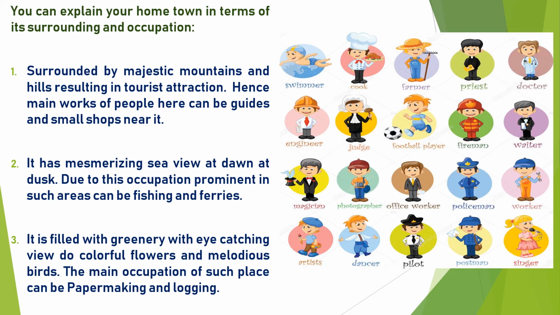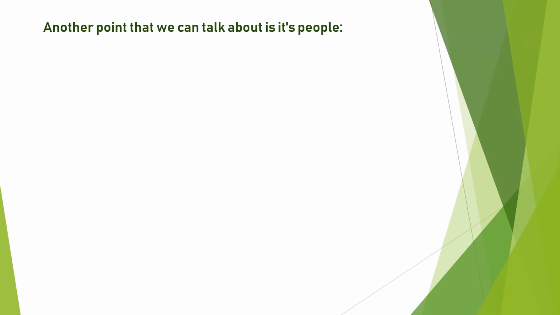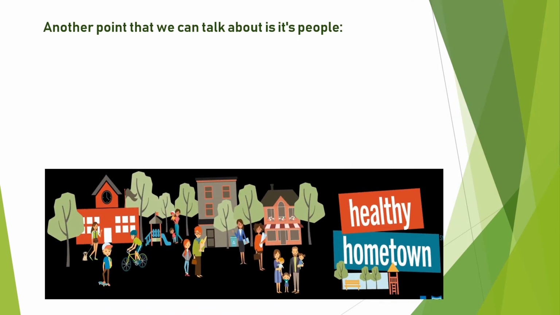So these are a few ways in which you can explain the surroundings as well as the occupation of your people. Another point to cover is its people itself. Every town, every city, every culture has its people who have distinct characters, distinct behavior by which they are known. And as India is a diverse cultured country, we have various people of different backgrounds, characters, and behaviors. So you can explain them accordingly.